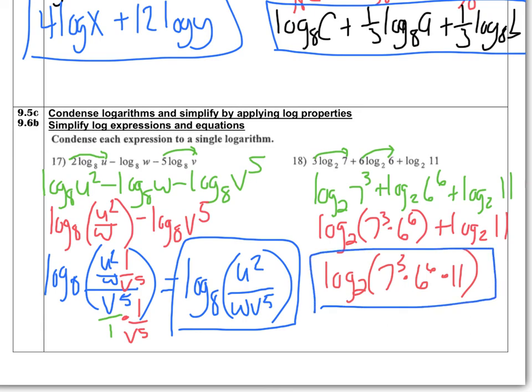So you can see when you have addition and multiplication, it comes together very cleanly. Again, sometimes a subtraction into division can be a little bit more complicated. Just take your time and you can do it.